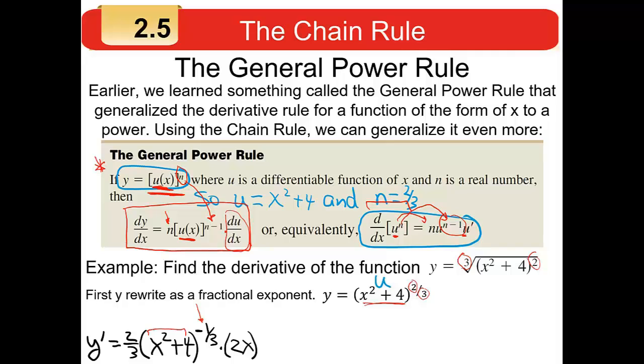The chain rule, or in this case, the special case of the chain rule that we're calling the general power rule, tells you now you have to go to the inside function and multiply by its derivative. And clearly the derivative of x squared plus 4 is 2x. And now it's just a matter of cleaning it up a little bit. You'll probably want to multiply that 2x by that 2/3, and you'll end up with 4/3 x times the quantity x squared plus 4 raised to the negative 1/3. WebAssign is perfectly happy with that answer, so you can leave it that way.